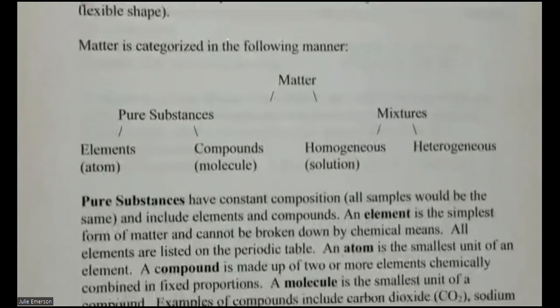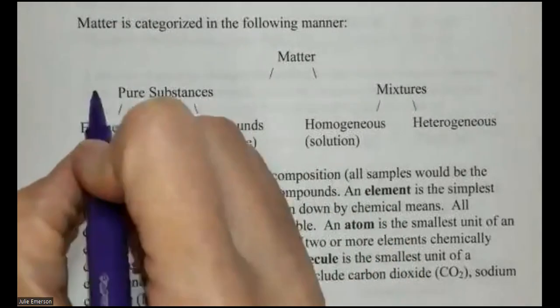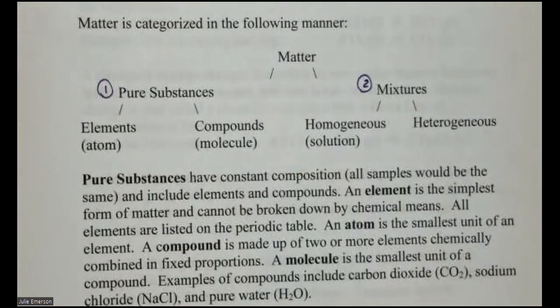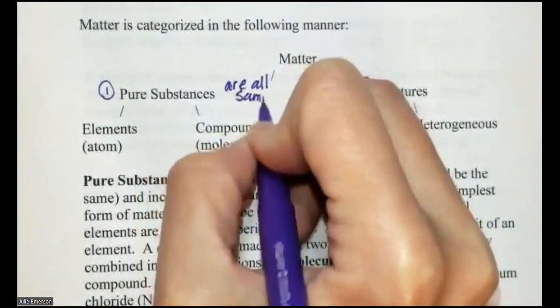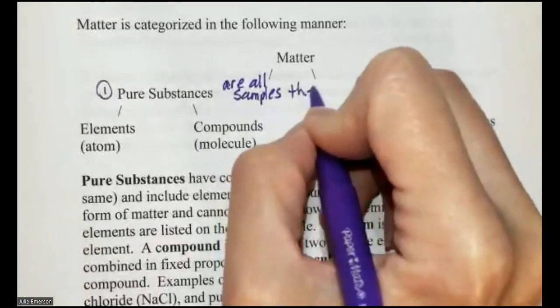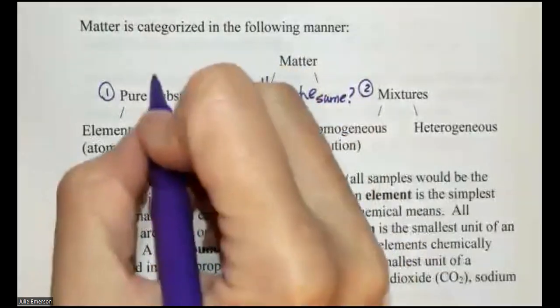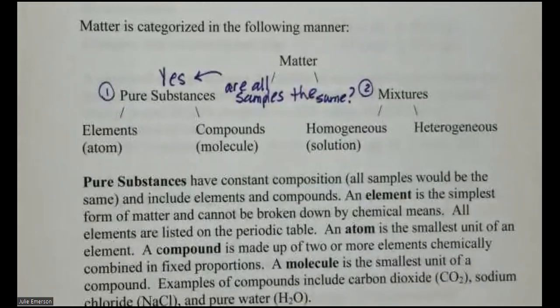Then when we look at classifying matter, matter can be classified first into pure substance or a mixture. And the way that you can ask yourself which is which is you can say, okay, are all samples the same? All right, so if the answer is yes, then it's a pure substance. So if I have pure water, just H2O, there's nothing dissolved in it, every sample of water is H2O. It all looks the same.